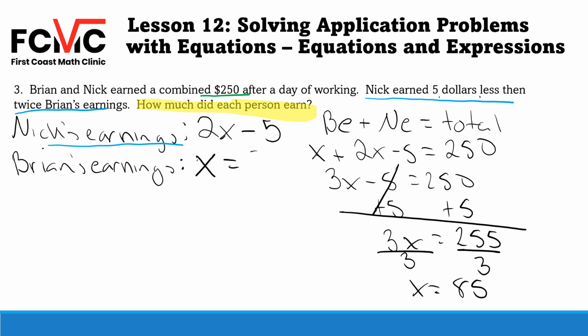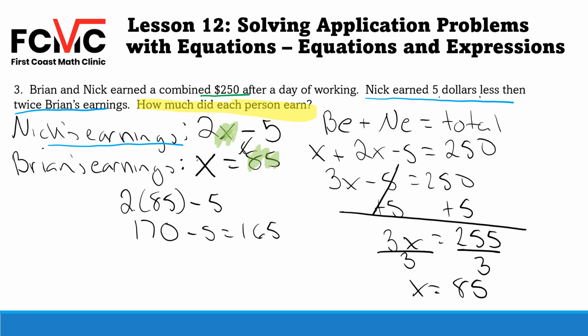So Brian's earnings are $85. Then for Nick's earnings, let's take the 85 and put it in for X. So we'll have 2 times 85 minus 5. 2 times 85 is 170, minus 5 gives us 165. So Nick's earnings are going to be $165.